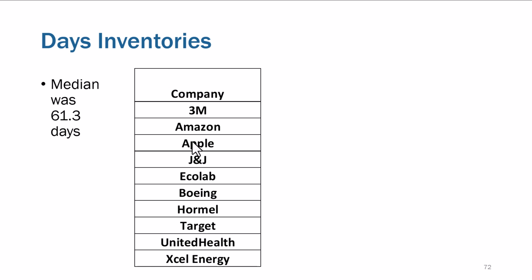Let's think about which companies in here might have more inventories than others, especially related to their cost of goods sold. Remember that days inventory takes into account cost of goods sold and inventories, right? It's cost of goods sold divided by inventory. That's your inventory turnover. 365 divided by inventory turnover is days inventories. So who takes longer to sell their inventories?